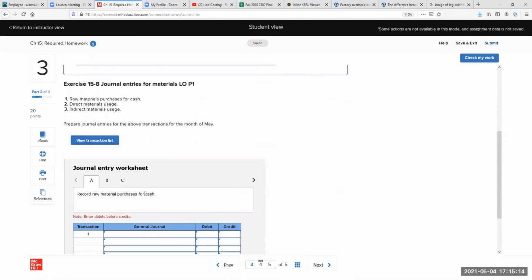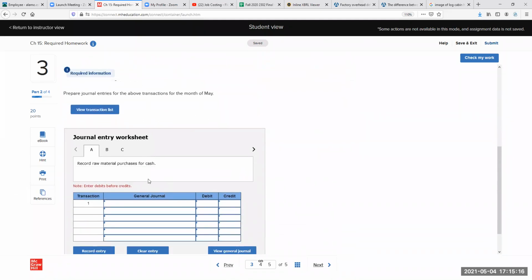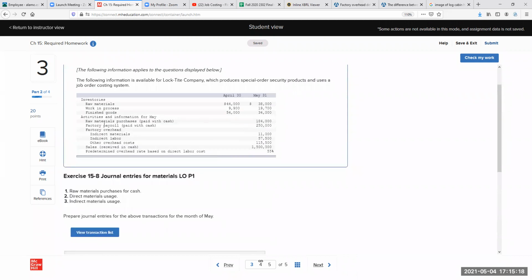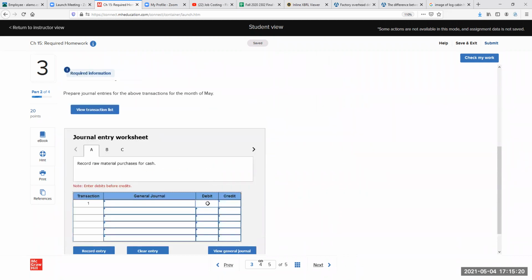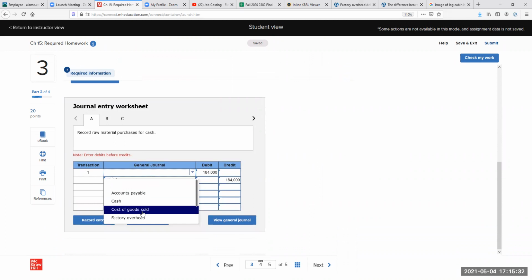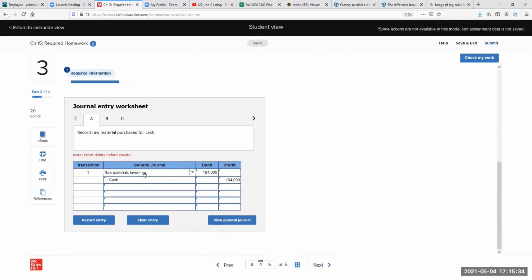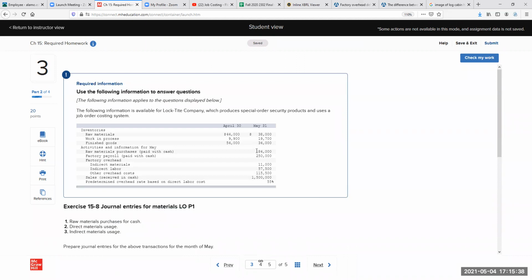The journal entries. Record the journal entries for cash. How much did we buy? Raw materials, 184,000. Now, if your rules, what do assets go up on? The left. And what does cash go out on? Cash is credited and assets go up on the left, right? So there you're buying raw materials, 184,000, and that's what we bought.